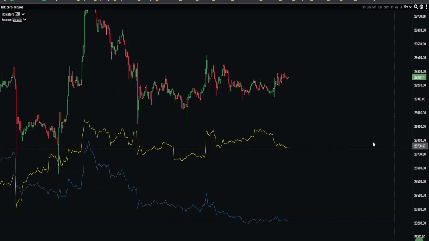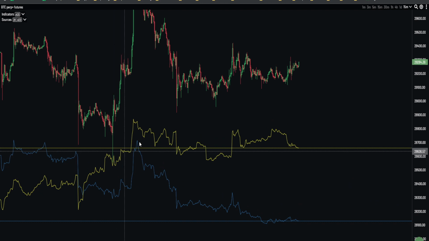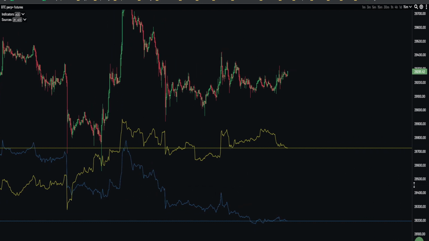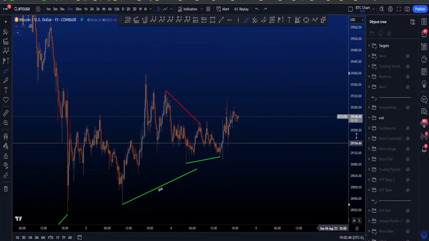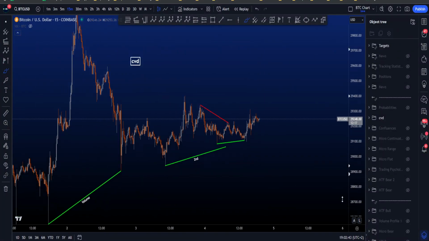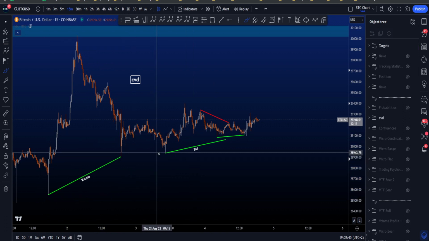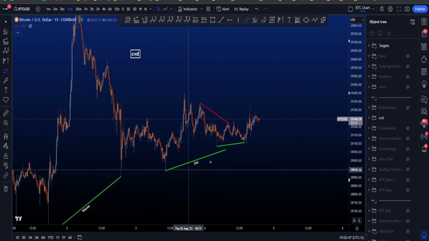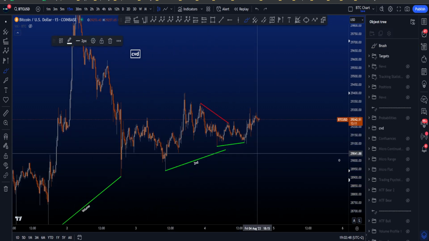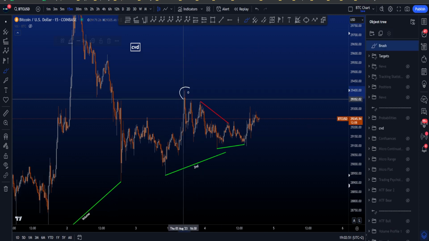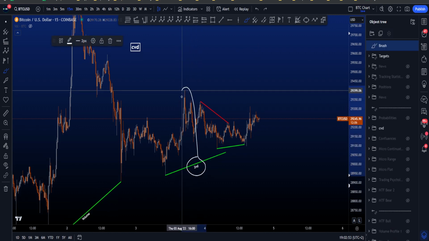And if we zoom out, we also still have bigger CVD divergences over here: a higher low in price, a lower low on the blue CVD. So that one is also still active, as you can see over here as well. So this one is still active, and we still have the bullish CVD here. Quite a lot of bullish CVD divergences.